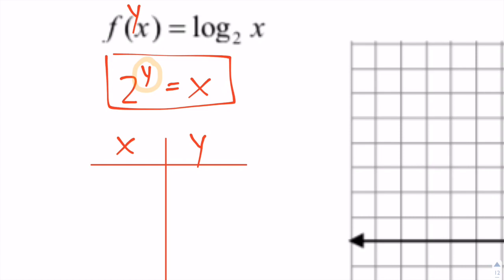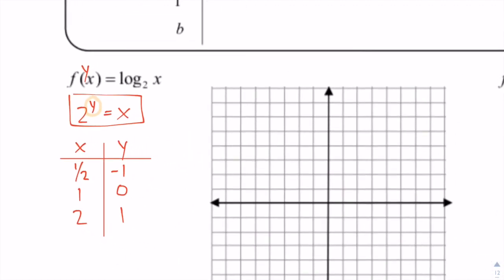Okay, so if I plug in our normal numbers, negative 1, 0, and 1, what are the inputs from the log function that would get us this? So looking at this exponential, 2 to the negative first power is 1 over 2. 2 to the 0 power is 1. 2 to the first power is 2.